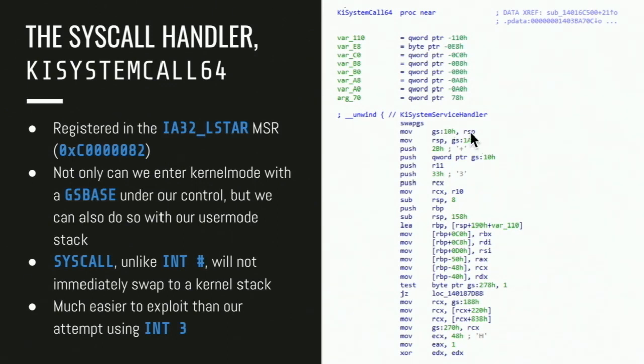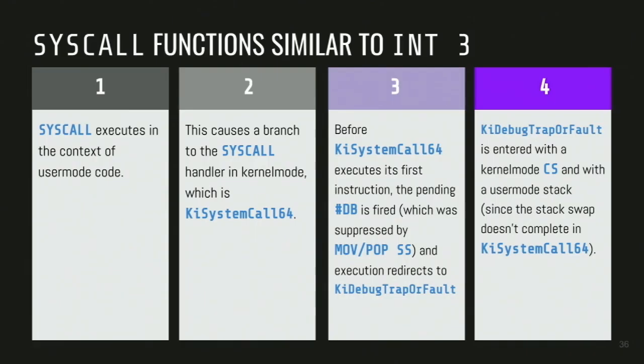You can see down here, this is the system call handler. When a syscall fires, it goes into KiSystemCall64 on Windows. It does a swapgs, and then it loads the appropriate stack pointer on that CPU. Because we never actually execute any instructions in KiSystemCall64, we enter kernel mode with a user mode stack, and that makes it so much easier to exploit. So it functions very similar to int3, but better.